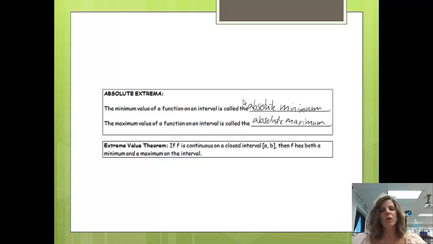Okay, and what we're going to be doing is actually dealing with an interval. We'll be looking for what is the highest y value that we're going to reach and what is the lowest value that the function will reach. And again, I'm just going to put this in parentheses to remind us that these are actually y values.